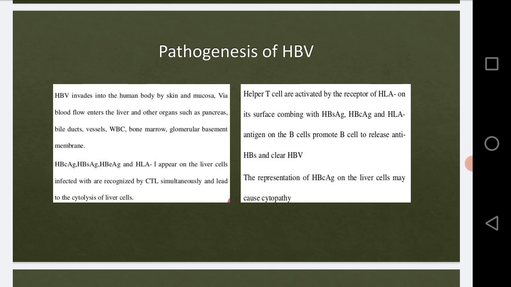Then due to infection, liver cells will get damaged. At the same time, another process is also going on: HLA1 appears on the infected liver cells. These HLA cells are from the host immune system, and therefore this HLA will activate the helper T cell.